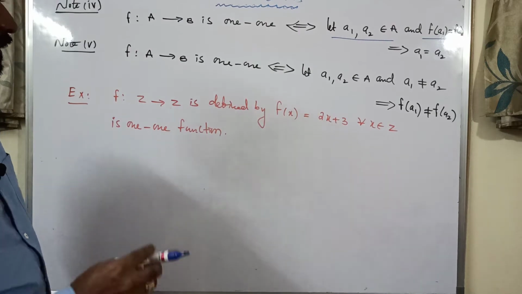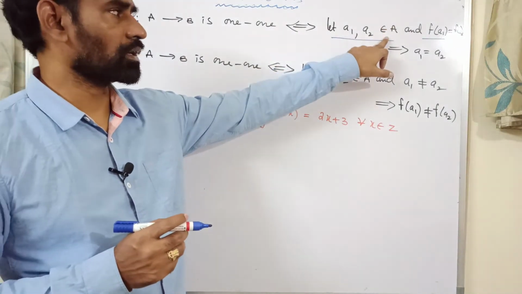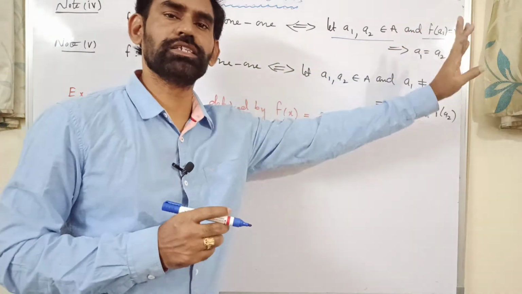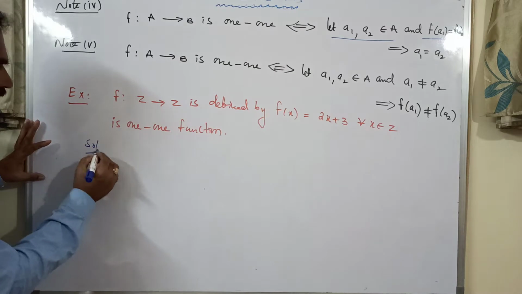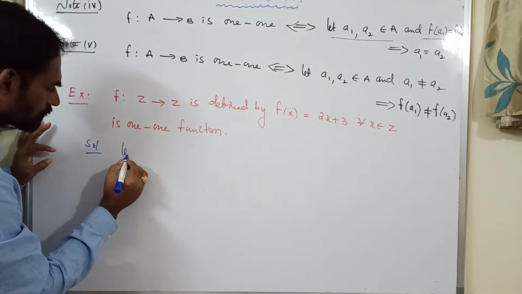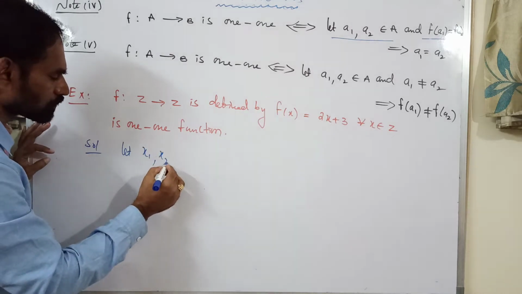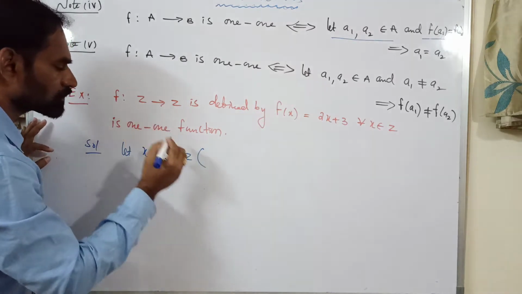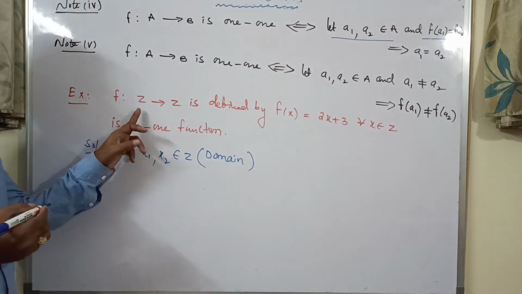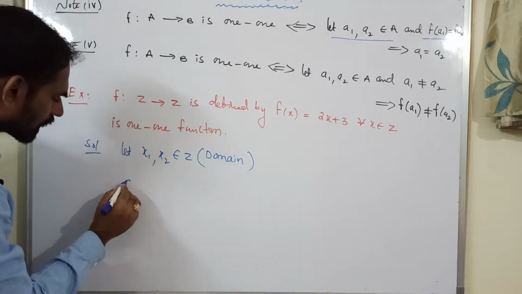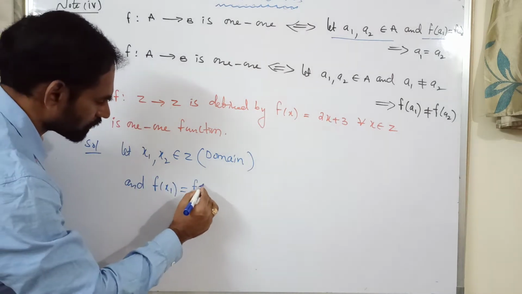See how to start. First, you have to select two elements in the domain and assume that their images are equal. Solution: let the two elements I am taking from the domain be x1, x2 belonging to Z. Here Z is the domain. We are selecting two elements from the domain and assuming that f of x1 equals f of x2.